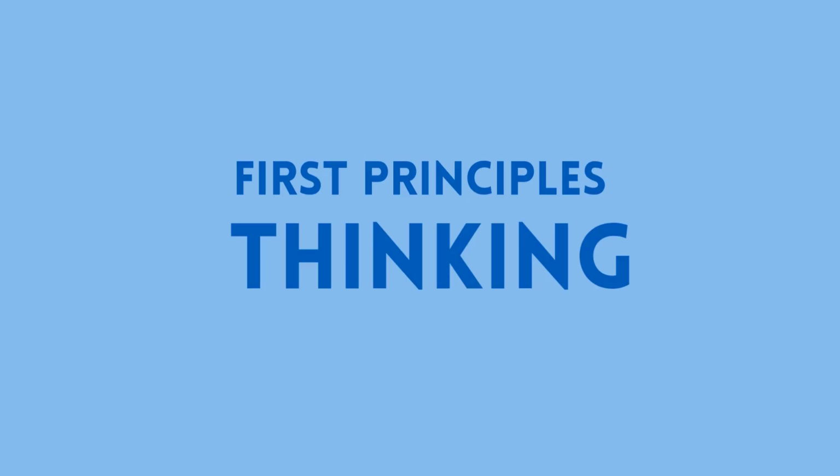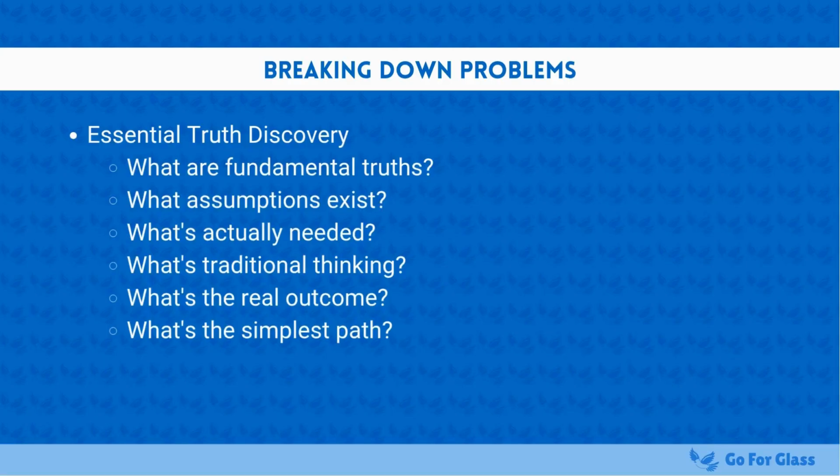Topic 5 is first principles thinking. When creating solutions, you want to make sure you're not just copying others. Break the problem down to its fundamental truths. Ask, what are the essential truths about this problem? Then build a solution from the ground up instead of just tweaking what's out there already.